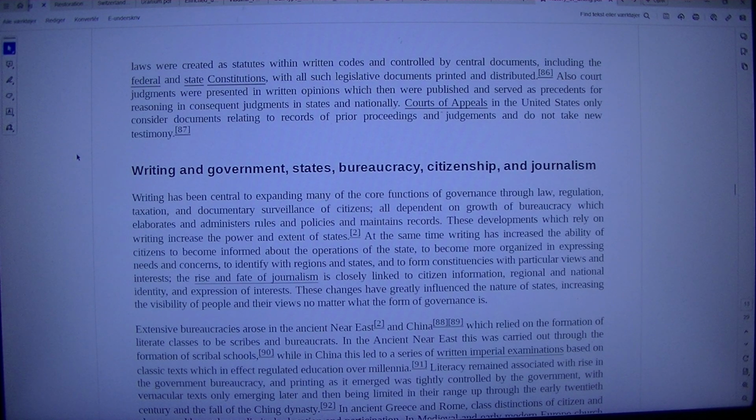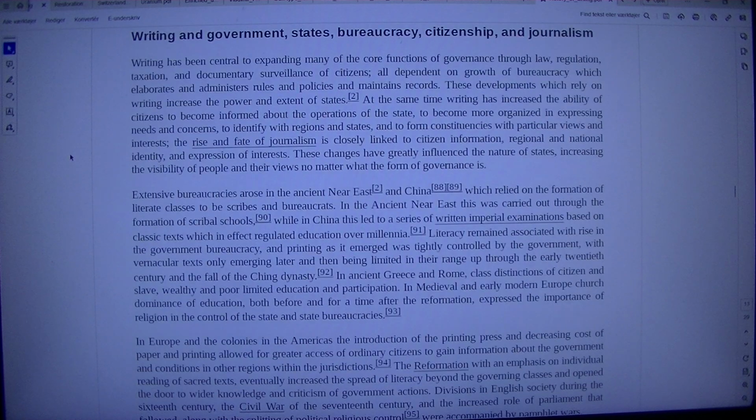87. Writing and government, states, bureaucracy, citizenship, and journalism. 1. Writing has been central to expanding many of the core functions of governance through law, regulation, taxation, and documentary surveillance of citizens, all dependent on growth of bureaucracy, which elaborates and administers rules and policies and maintains records. These developments, which rely on writing, increase the power and extent of states.